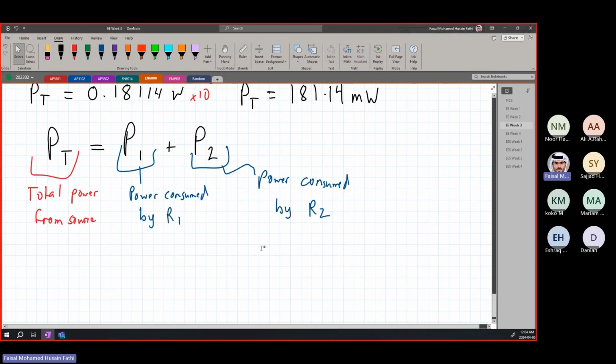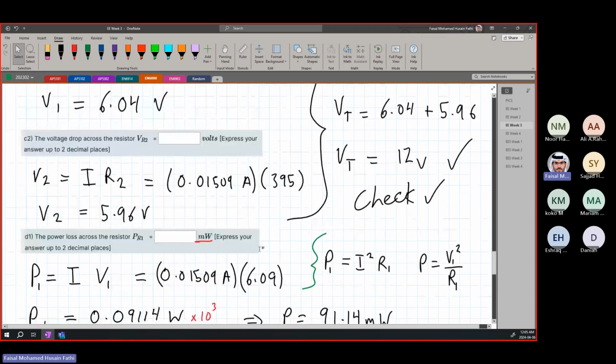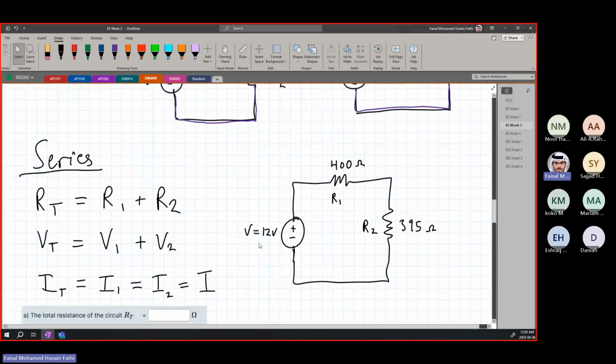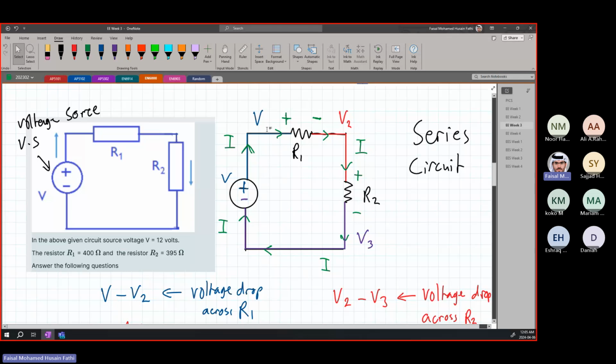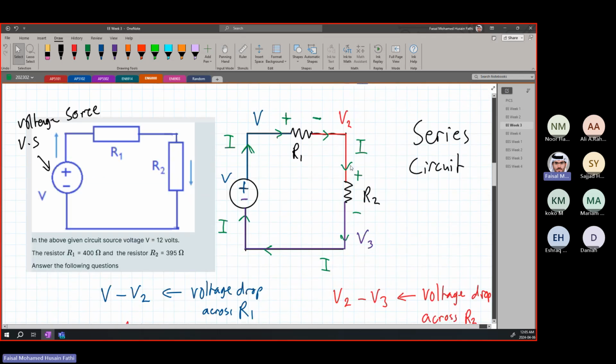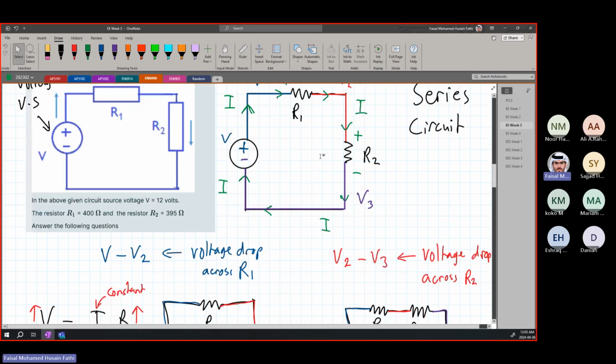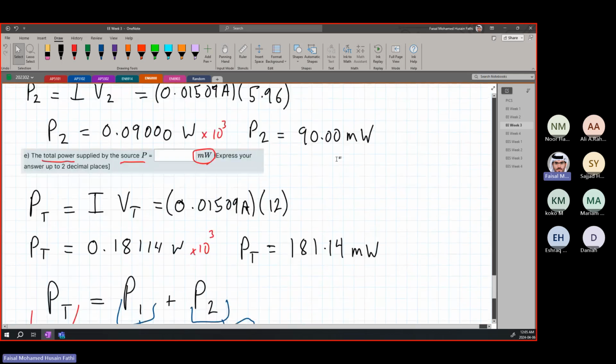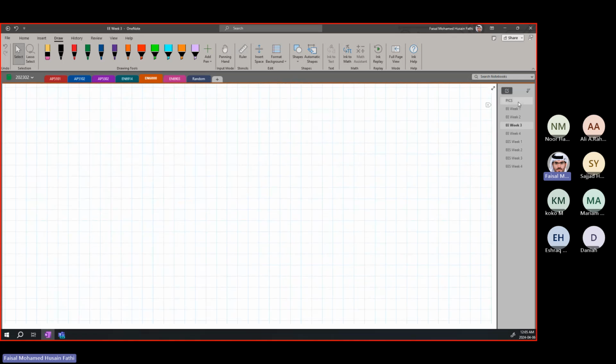Okay, just a quick recap again about series. Just a very quick recap before I go into parallel. Remember that in series, the current is not changing when it's going through components. The voltage is changing when it goes through a component. And the total resistance is equal to R1 plus R2. This is the most important thing you need to know. All right. Now we're going to look at a parallel question, how parallel circuits work.